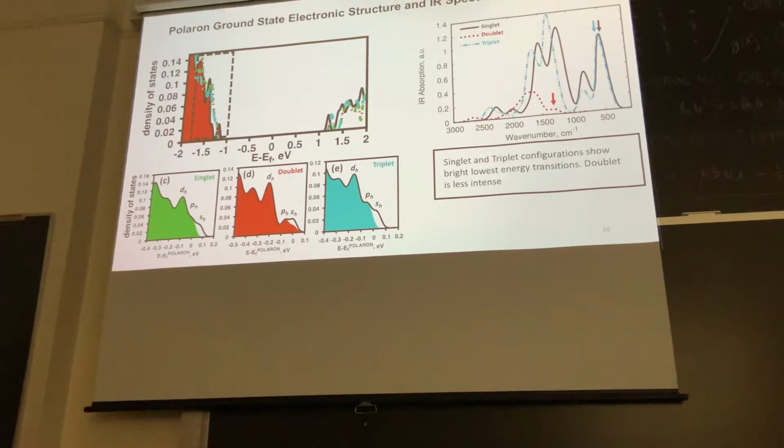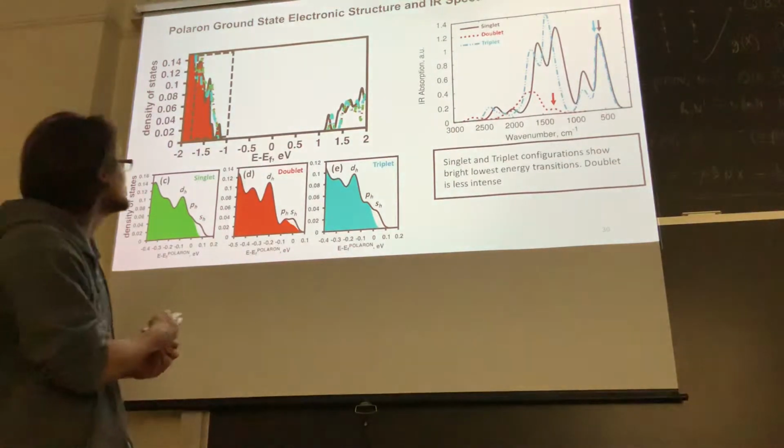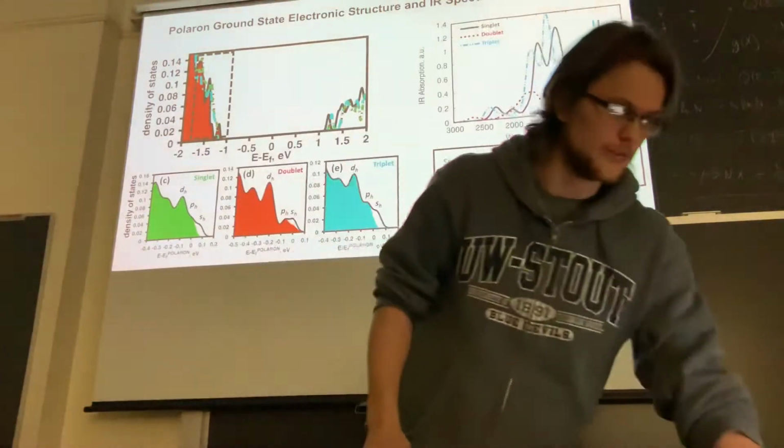So if we were going to look for P alpha in the systems, it would probably be from the singlet or triplet models compared to the doublet.